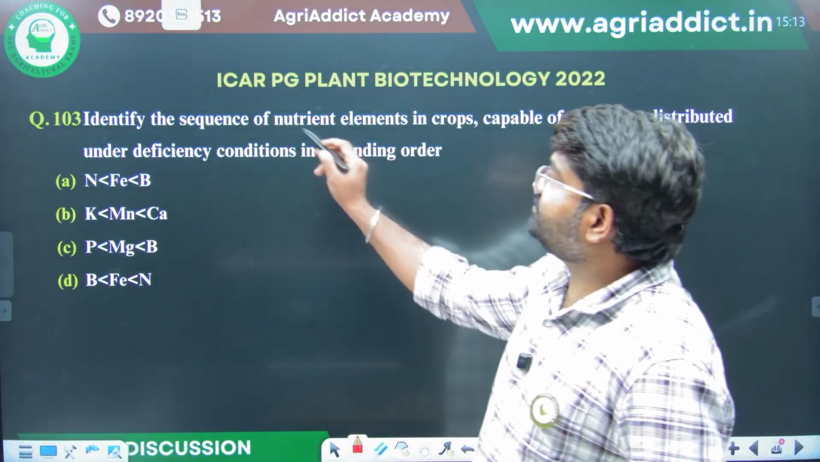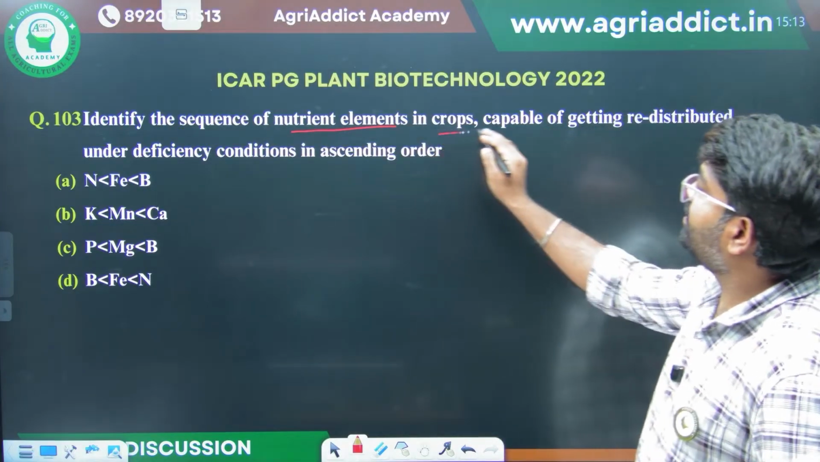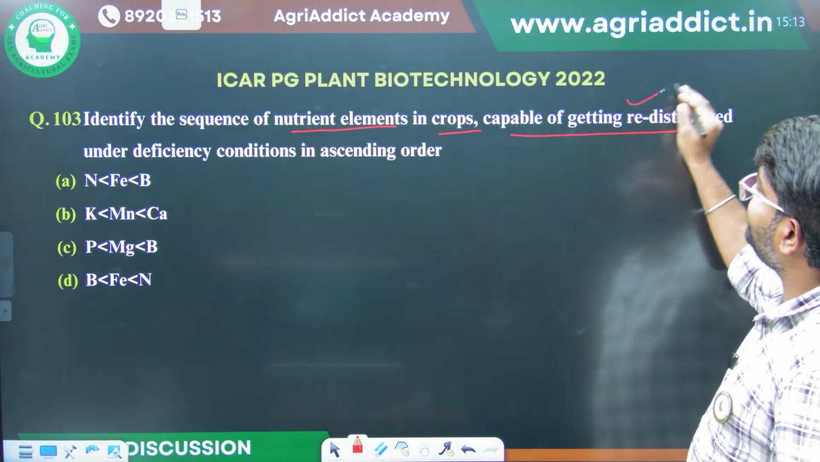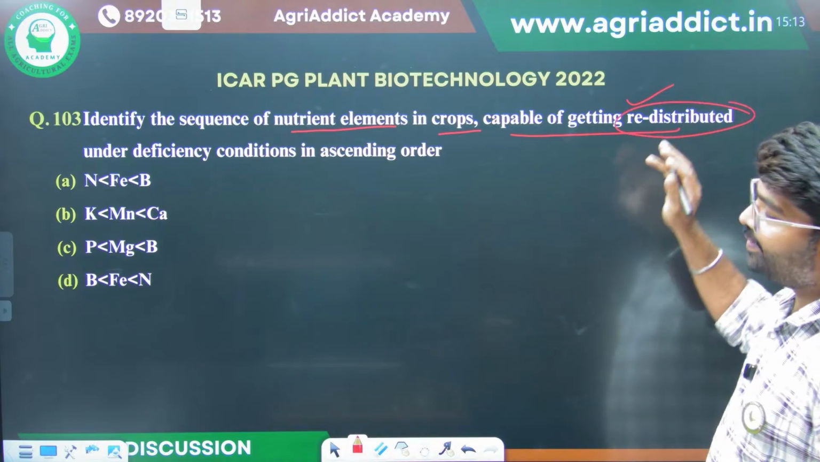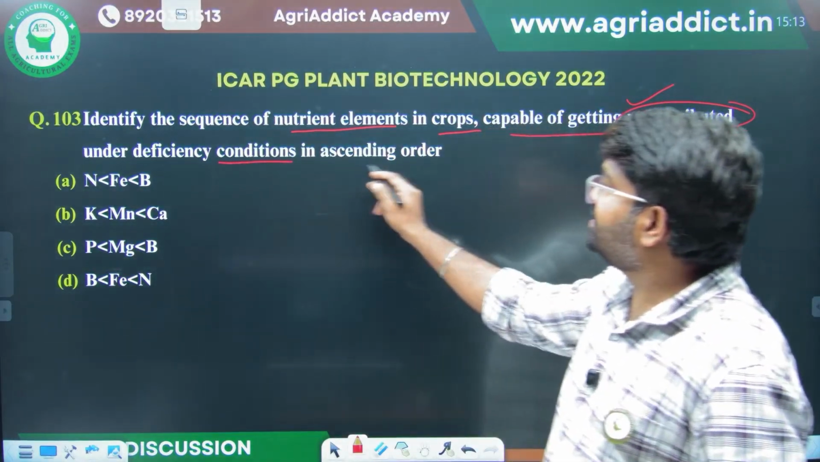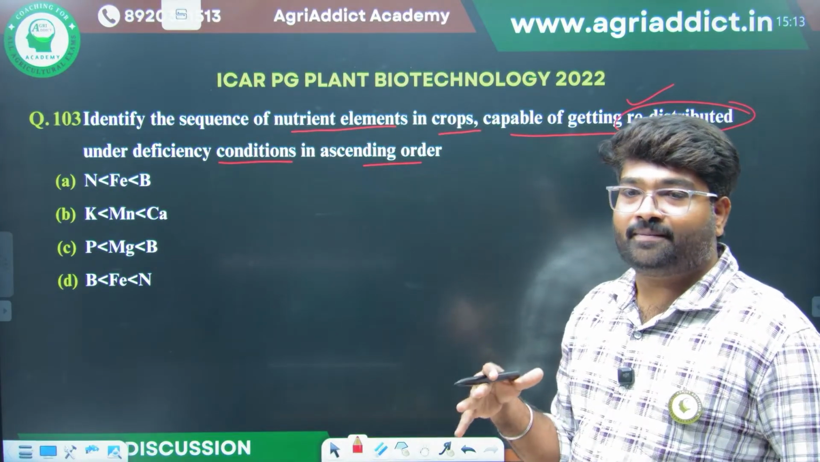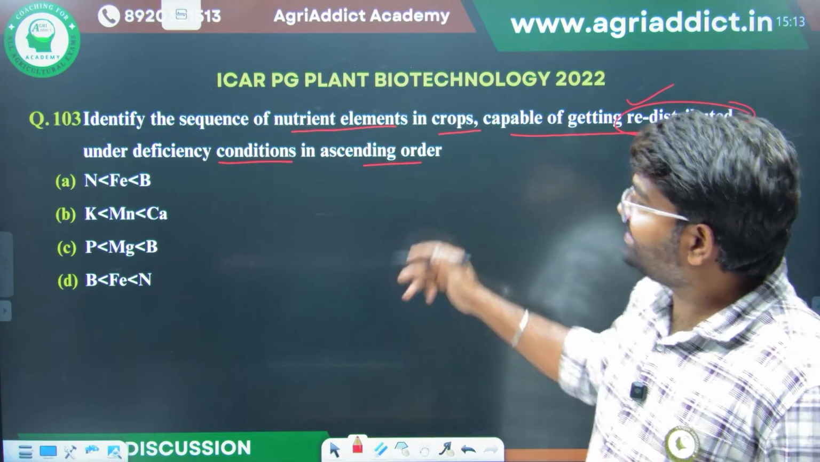Identify the sequence of nutrient elements in crops capable of getting redistributed. If an element is redistributed under deficiency condition, it should be a mobile element. Only then can it be redistributed. They are asking in ascending order.